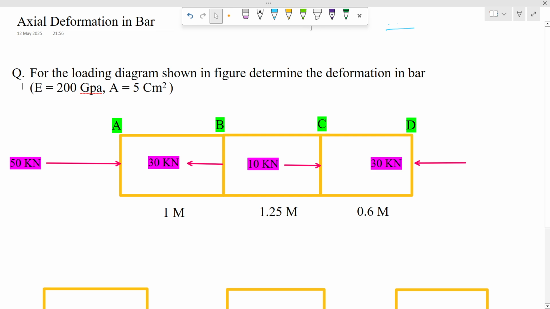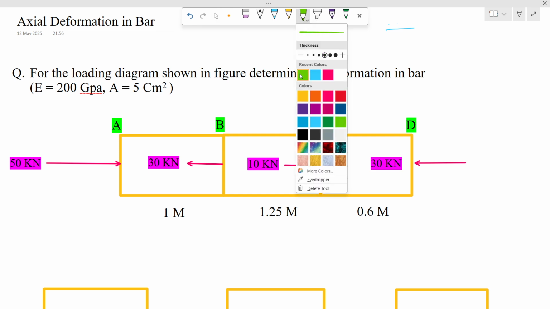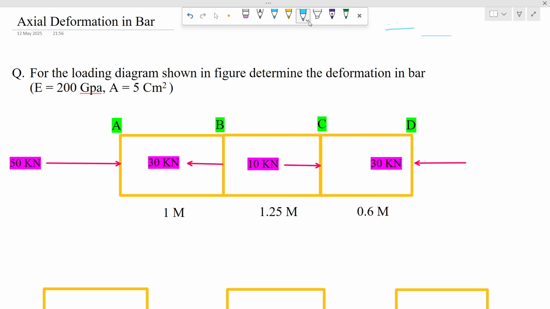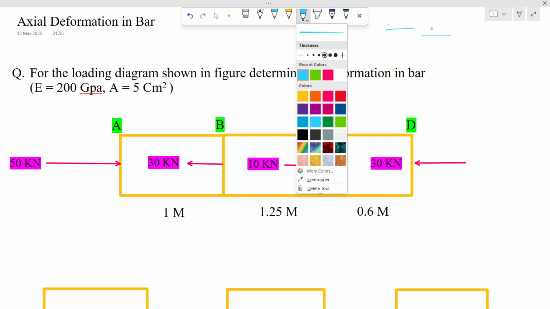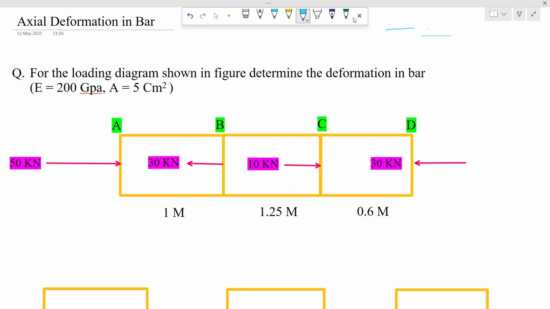In this video, I am going to show you how to solve the problem of axial deformation. I am also going to tell you one trick that will be very useful while drawing the free body diagram. So first I will read the question.